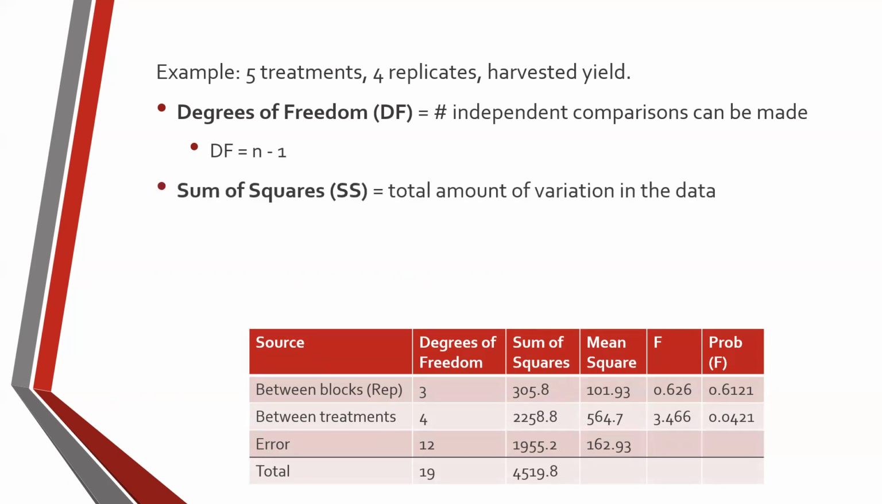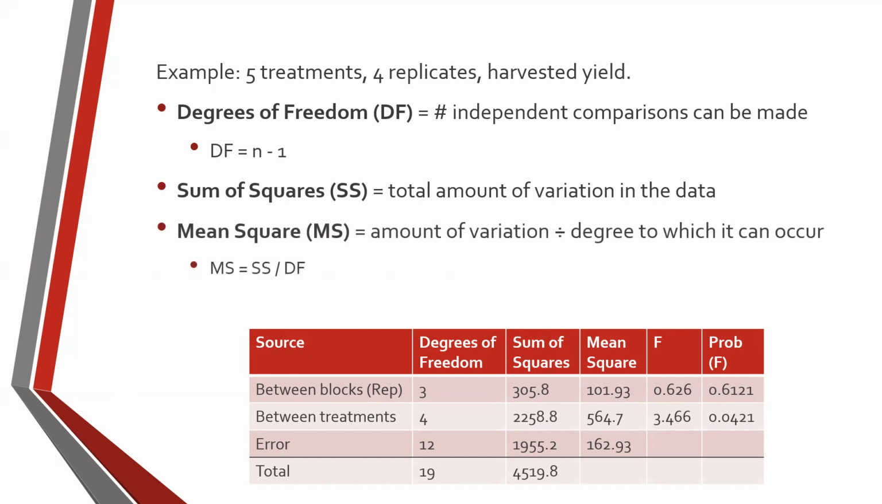The sum of squares is the next calculation. That represents the amount of variation in the data, and then it's split up into each source that's listed in our table. The mean square would be the sum of squares divided by the degrees of freedom. So it's really taking the amount of variation and dividing it by the degrees at which it can occur.